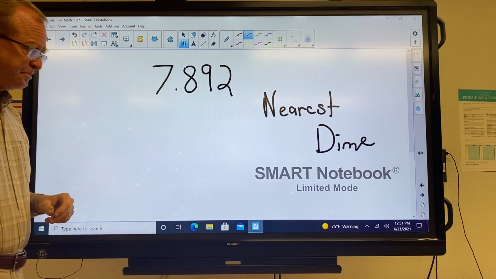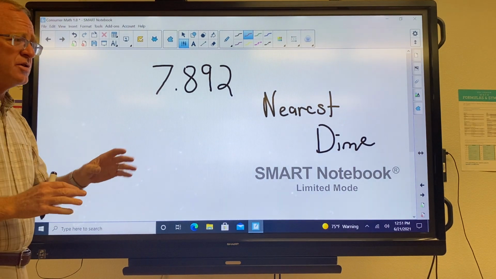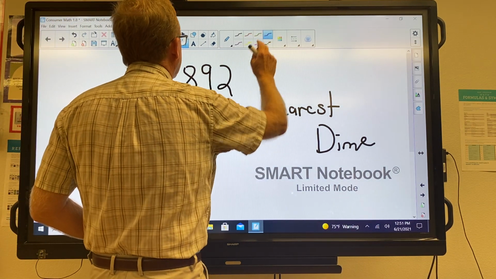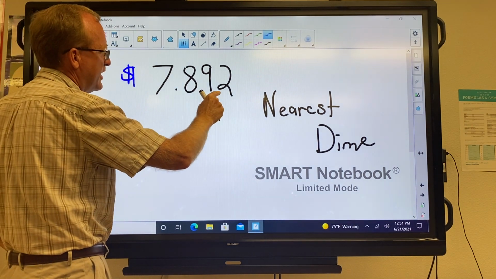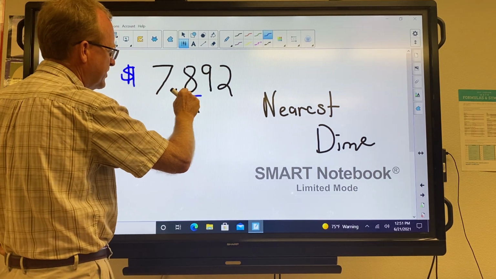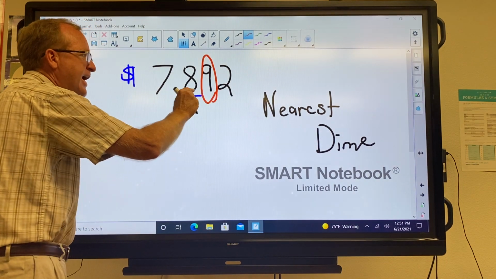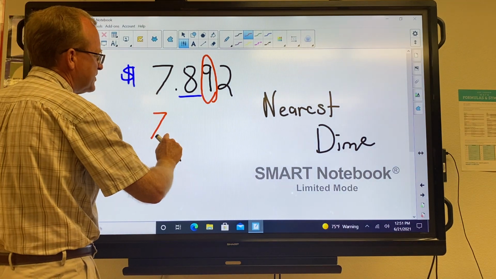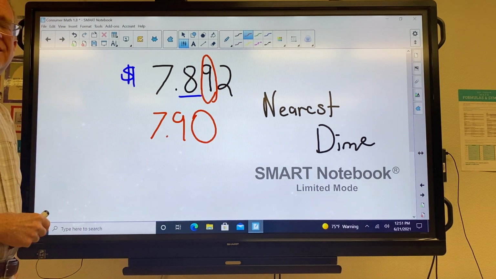So our next problem, now you're going to be asked on the next page to do some different things for rounding off. One thing you'll have to do is to the nearest dime. So our first problem, $7.892, we look, where's the dime position? And it's right there. That's where the dime position, the tenths position is. We look 1 to the right, and that number is 9. So that means we're going to bump up, and it's going to become 7.90. So this is rounded off to the nearest dime.